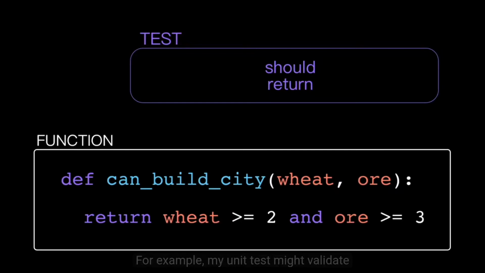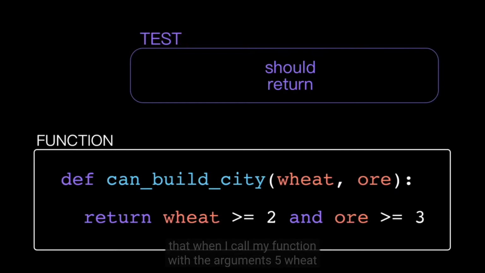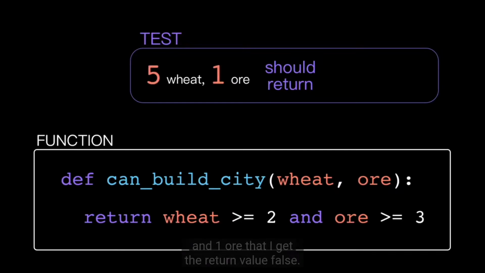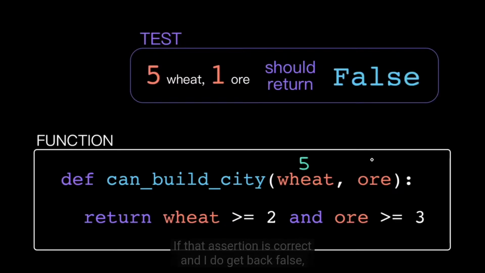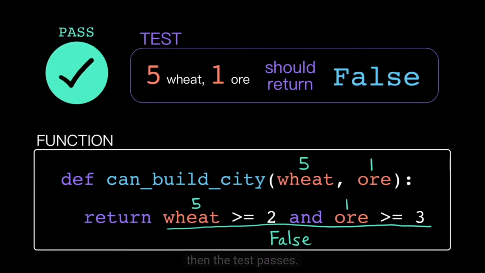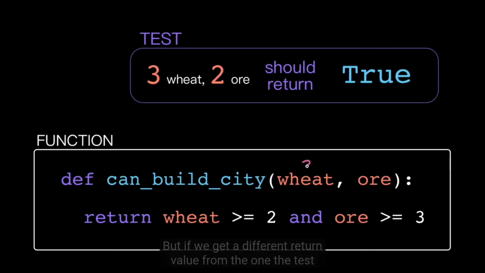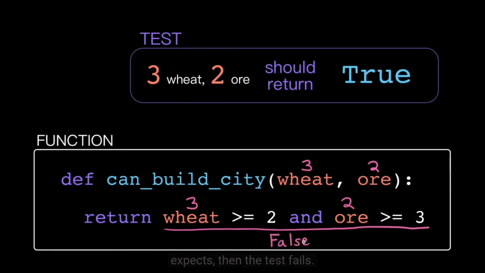For example, my unit test might validate that when I call my function with the arguments 5 wheat and 1 ore, that I get the return value false. If that assertion is correct and I do get back false, then the test passes. But if we get a different return value from the one the test expects, then the test fails.